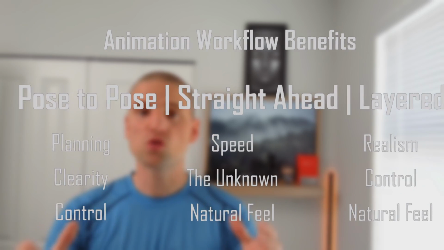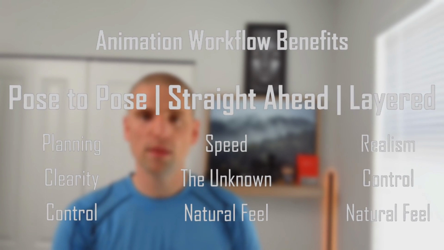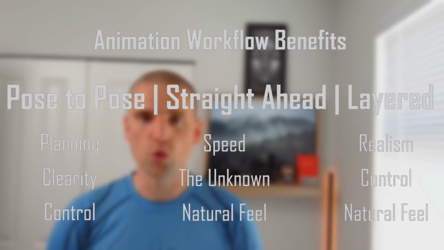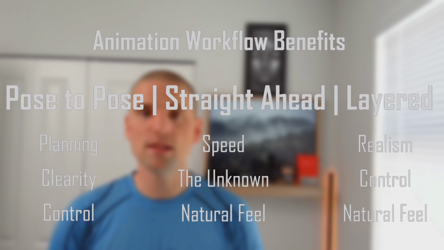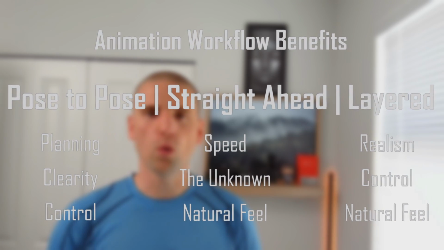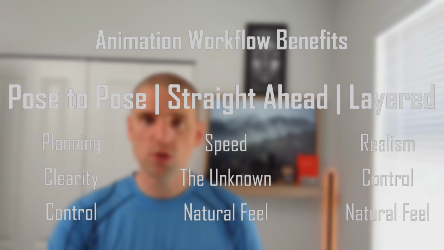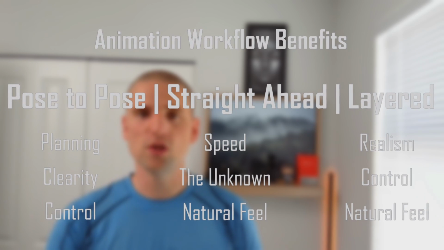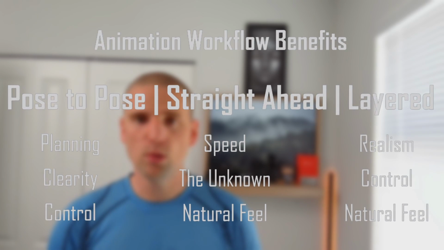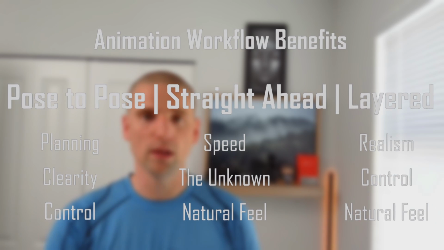Let's have a look at the strength of each workflow. Pose-to-pose strength is planning of the idea through posing. The strength of straight ahead is the blocking speed, which flows you forward through your shot, discovering new opportunities along the way. Layered is the newest of the workflows and is capable of achieving the highest levels of realism.